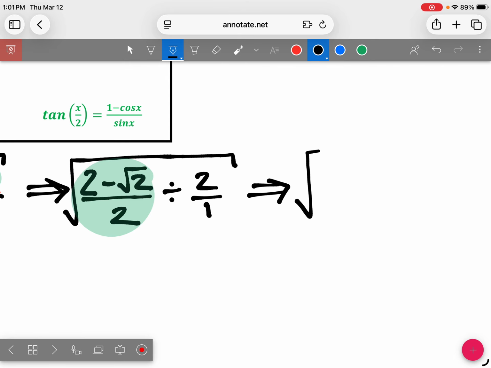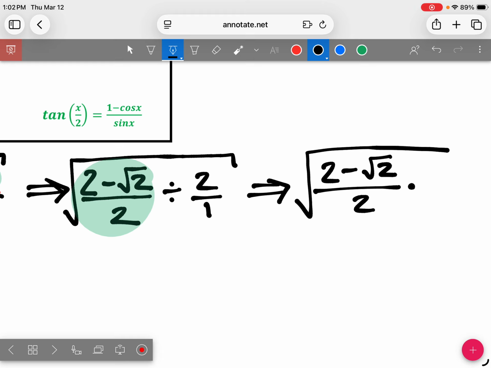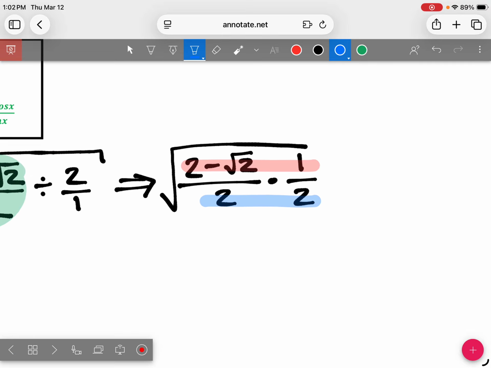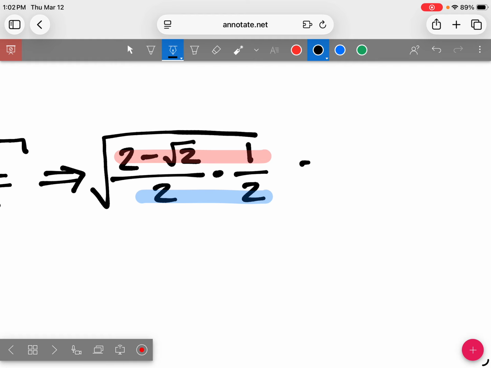So that I have the square root of 2 minus root 2 over 2 times 1/2. All right, how do you multiply fractions? Straight across. So if you multiply numerator and denominator, you get, well, I'm actually going to write it. I'm not going to put the square root on top of it yet. But you get 2 minus root 2 all over 2 times 2. And what's 2 times 2?